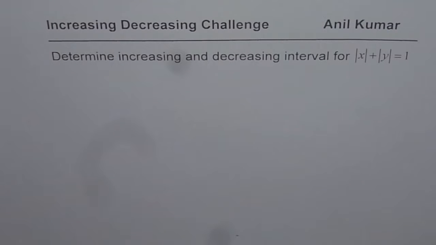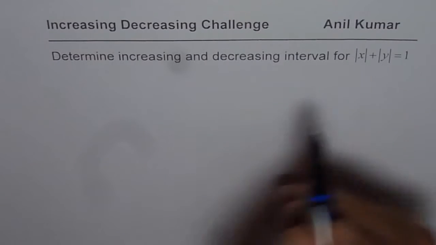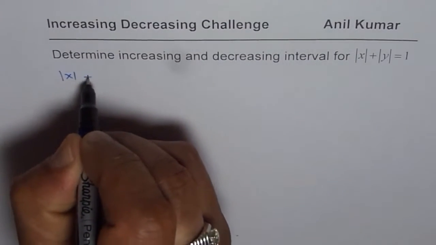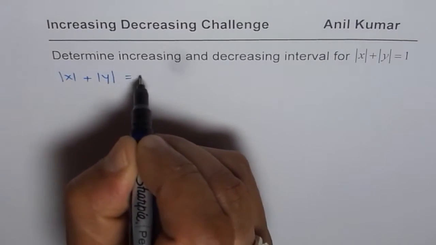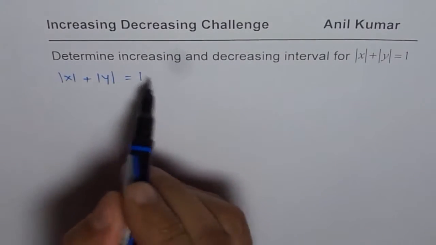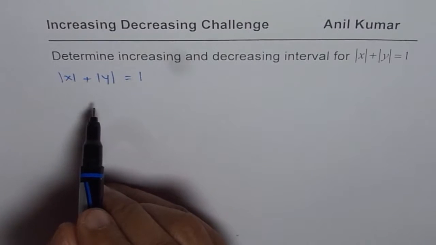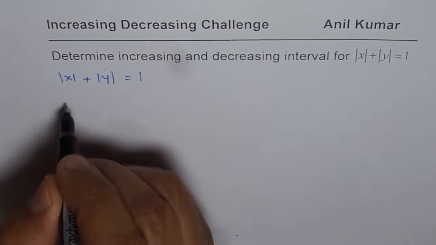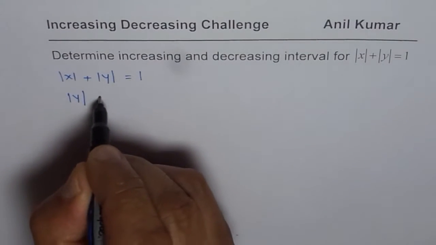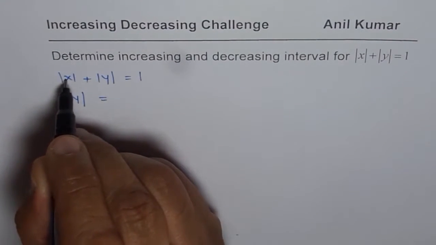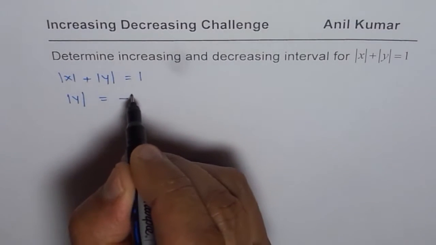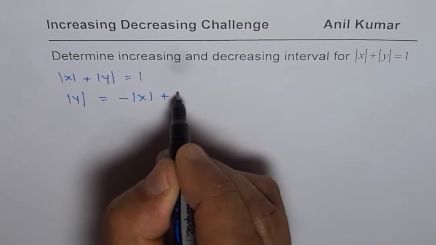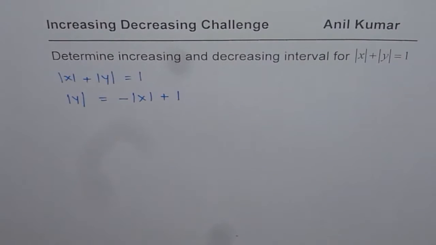Okay, let's begin to answer this question with some simple steps. So we have a function which is |x| + |y| = 1. When we want to sketch a function like this, we can isolate y. So we could write this as |y| = -|x| + 1. So that is the kind of function which we have, right?